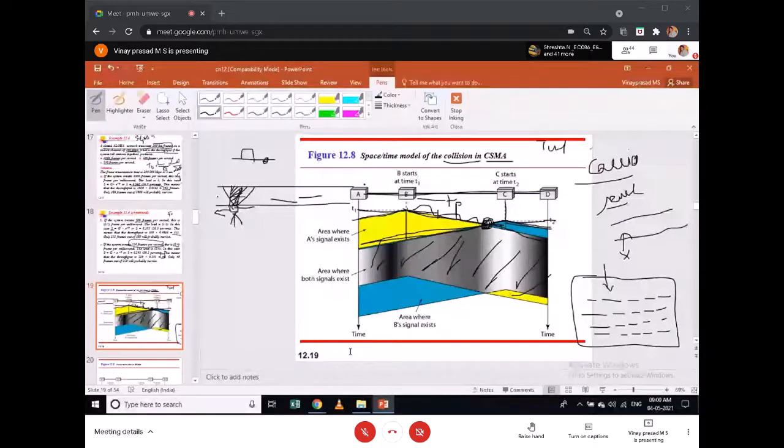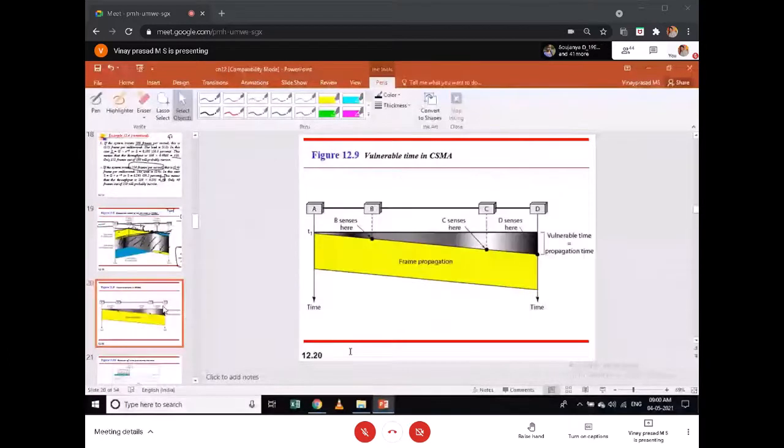This is the area of the signal where B is transmitting to station A, and this is the area where the signal from C is transmitted to station D. So what we understand here is that there will still be collision due to this vulnerability time. The vulnerability time is what? The propagation delay. Because as the station transmits, it takes some time for the signal to reach and be heard by everyone.